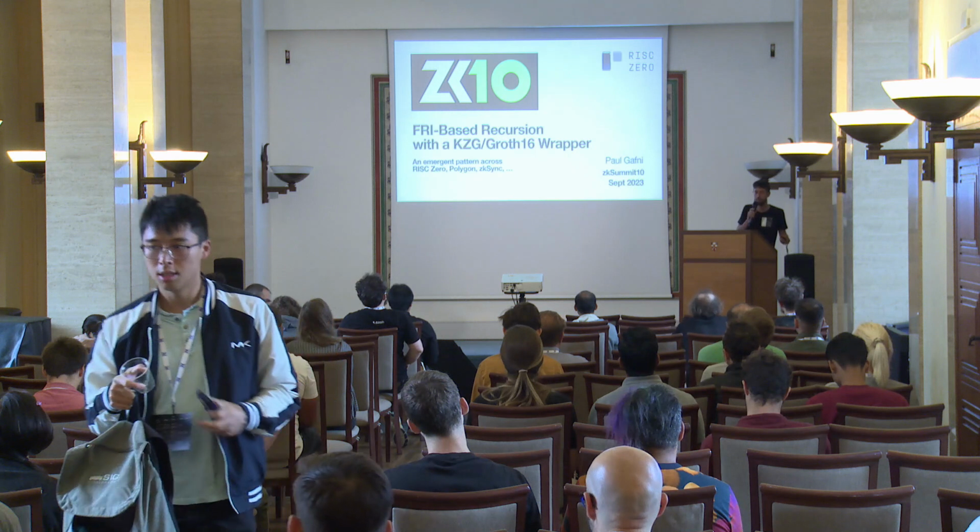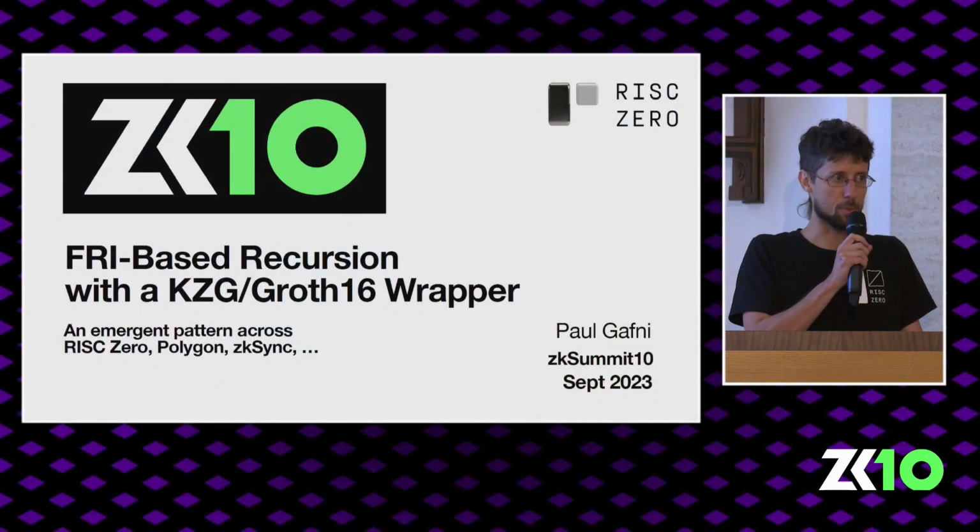OK. My name's Paul. I work at RISC Zero, and I'm excited to talk to you today about the architecture of our proving system at RISC Zero, which happens to be very, very similar to the proof system architecture across a number of other mature zkVM systems. If you look at the details of the RISC Zero architecture, the Polygon zkEVM architecture, and zk-sync's new Boojum architecture, all of them have a quite similar pattern.